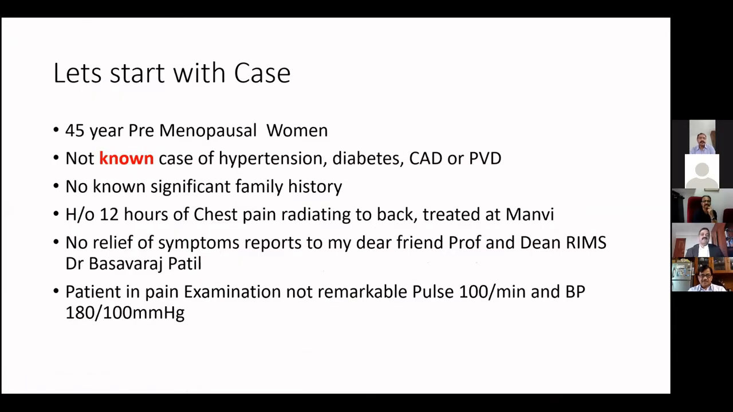So let's start with a case. A 45-year-old premenopausal woman, not a known case of hypertension, diabetes, CAD, or peripheral vascular disease, with no known significant family history, presents with 12 hours of chest pain radiating to the back. Treated at a taluk place in Raichur district called Manvi.